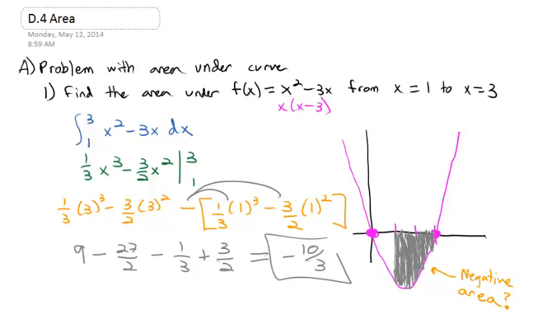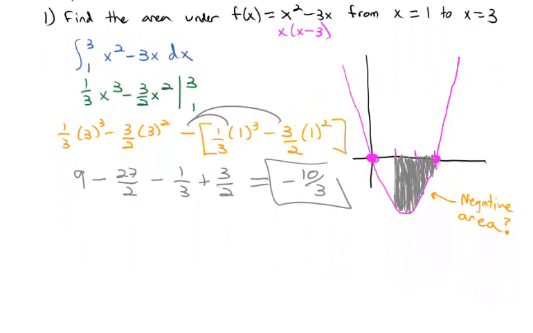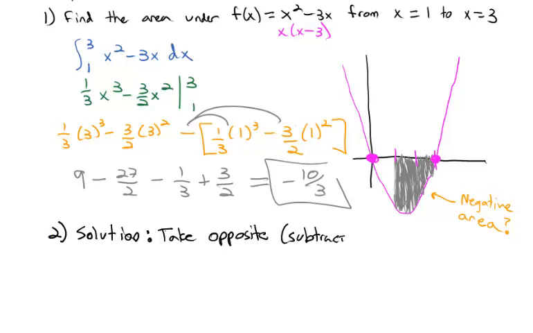And so how do we account for that? The solution we're going to do is we're going to say, how about this? Area can never be negative. Area has to always be positive because you can't take up negative space. And so the solution we're going to do is we're going to take the opposite, also known as subtract, of the part below the x-axis.